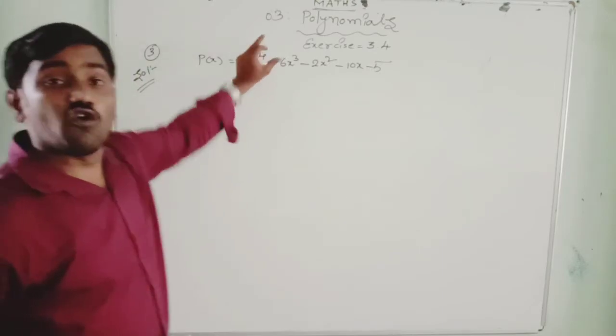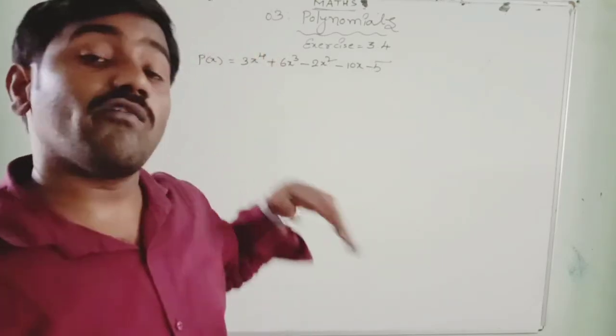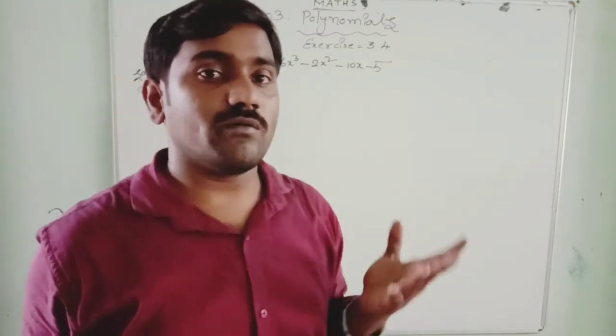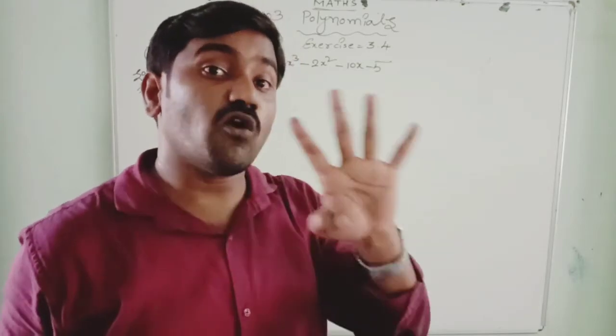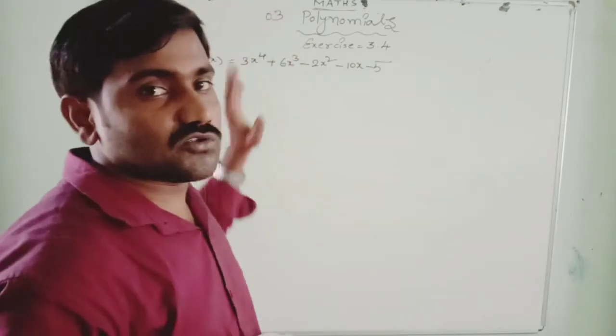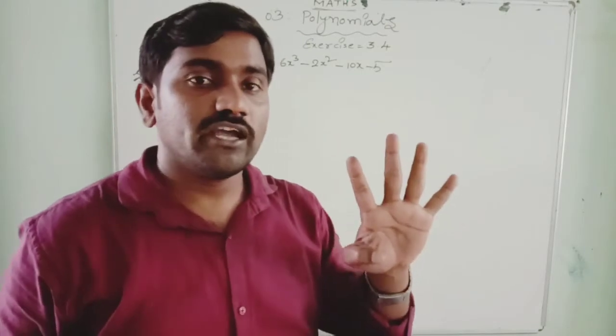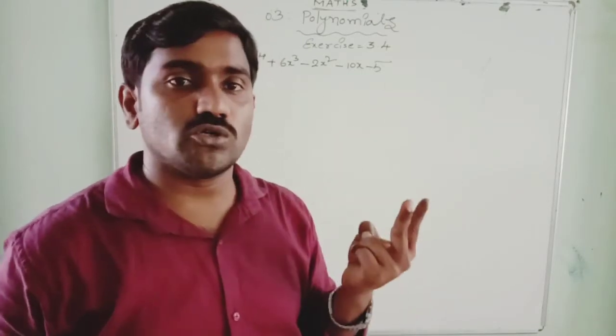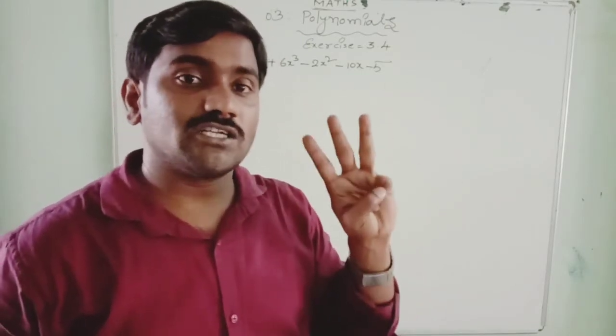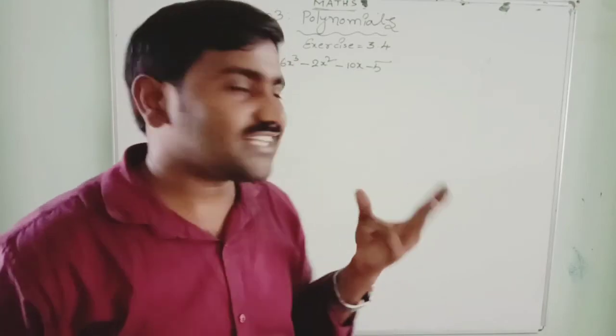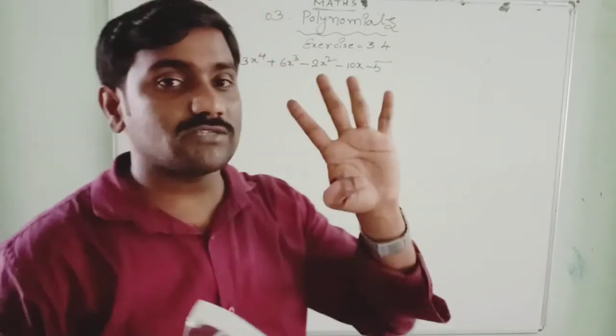It is a power 4 polynomial. Biquadratic polynomial, power 4 polynomial. So it has 4 zeros. Power 4, so it will have a maximum of 4 zeros. If power 2, it will have a maximum of 2 zeros. Cubic polynomial, power 3, so it will have a maximum of 3 zeros. In the same way, if power 4, it has a maximum of 4 zeros.